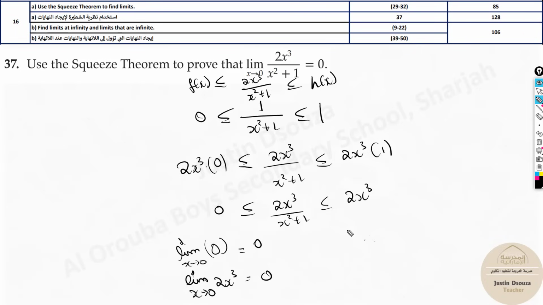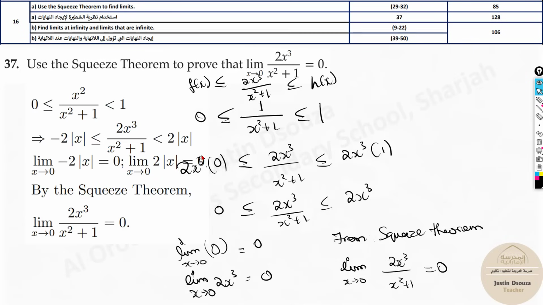Now you have to write one more statement. Let me just write it. After this, from squeeze theorem, since we have written all this, it's understood over here. Limit as x tends to 0 for 2x cubed by x squared plus 1 will be equal to 0, because the limits over here tend to 0. And that's the answer, you can see.